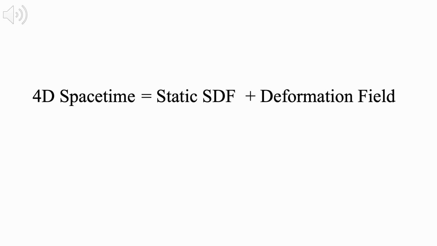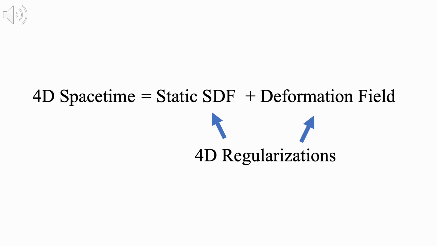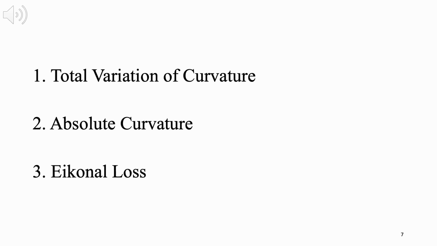Our network represents the 4D spacetime domain as a combination of the static geometry in a signed distance function and the deformation field. Our 4D regularization is applied to both the static signed distance function and the deformation field. Our regularizations consist of three components: total variation of curvature, absolute curvature, and the eikonal loss.